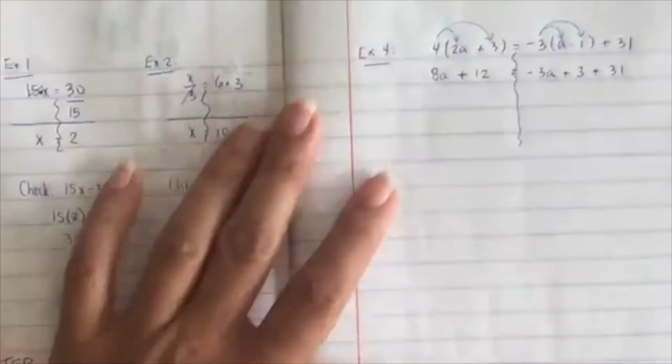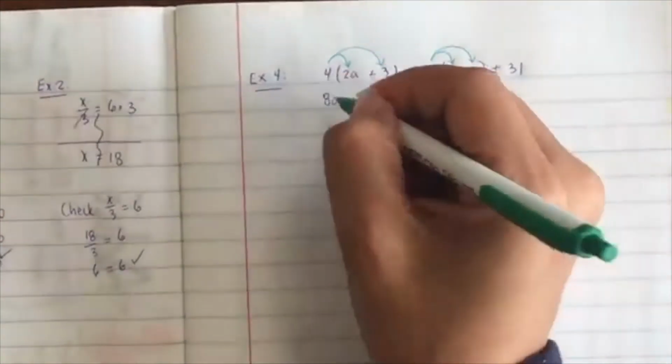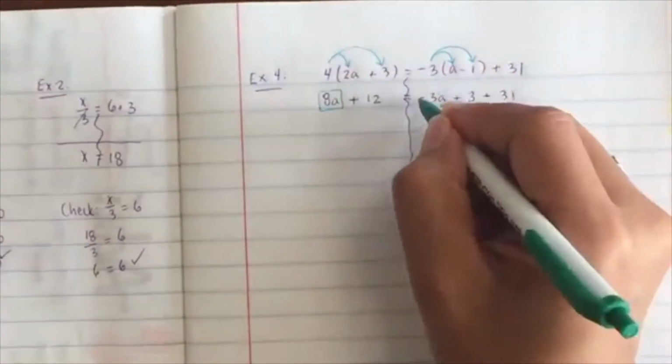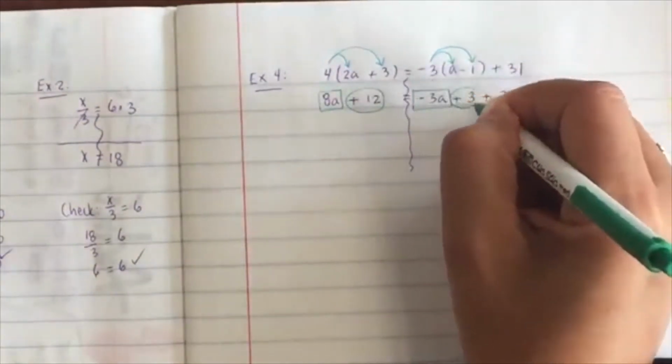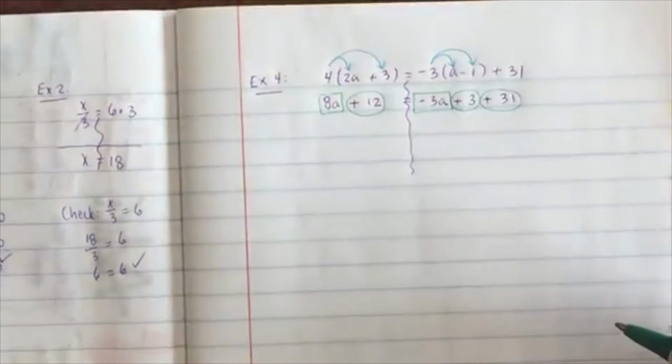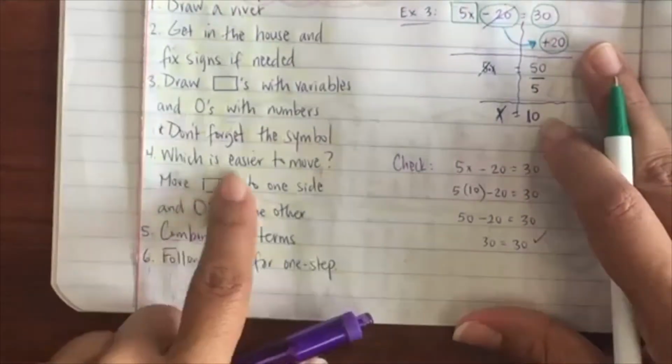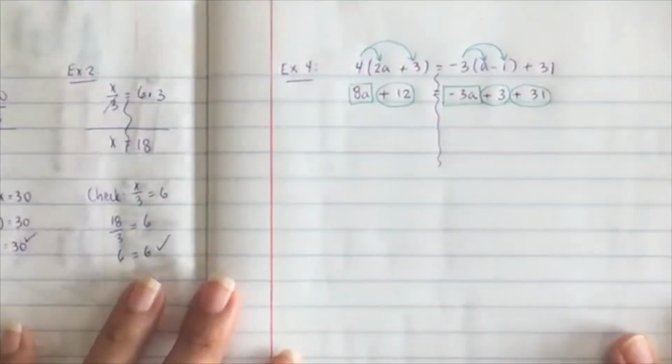Alright, let's do boxes and circles. So boxes with variables, circles with numbers. So we're going to box 8a, do not forget the symbol. We're going to box negative 3a, do not forget the symbol. We're going to circle positive 12, positive 3, and positive 31.